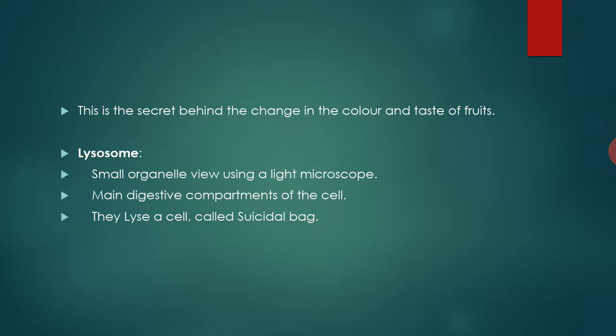What does digestive compartment mean? When a cell dies, only then is another new cell produced. The process of breaking down the dead cell is done by these lysosomes. It is used for the replacement of the new cell. That is what lyse a cell means: it will kill or eat that cell. In such a way the lysosome does its work, and it is also called the suicidal bag. Because the lysosome kills the cells and then replaces them, it is called the suicidal bag.